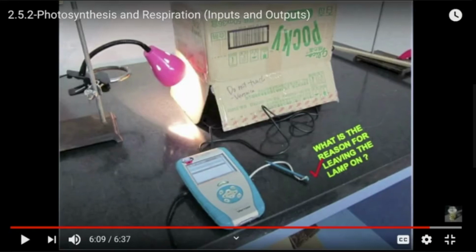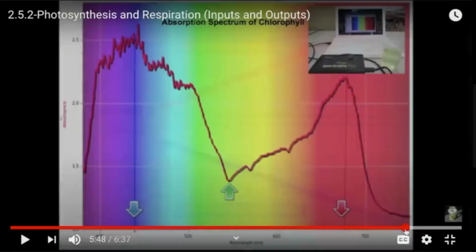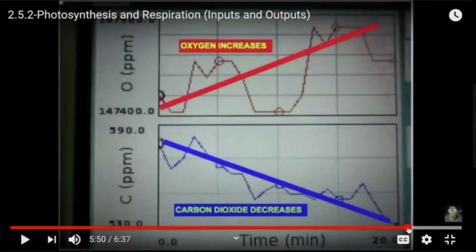So, final question for the day before we are done today. What are we going to expect on the graphs? Are we going to expect the graphs to reverse themselves now, or look the same as before? Remember, what we had before was this. Let me go back. This is when the light was on. What should we expect now when the light is off?